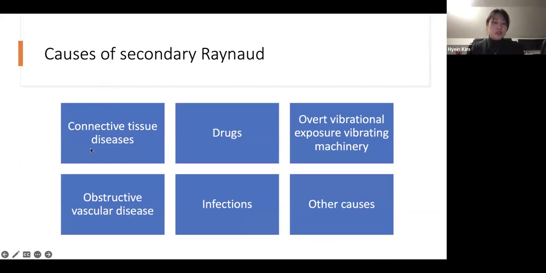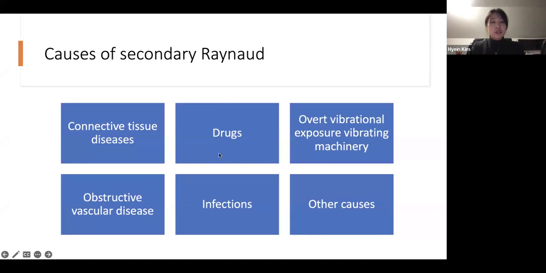Connective tissue disease means things like scleroderma, lupus, Sjogren's, myositis, but some of the other autoimmune diseases can also be associated with Raynaud. Not as common, but sometimes patients with psoriatic arthritis can have Raynaud, not as commonly as with scleroderma, the connective tissue disease.